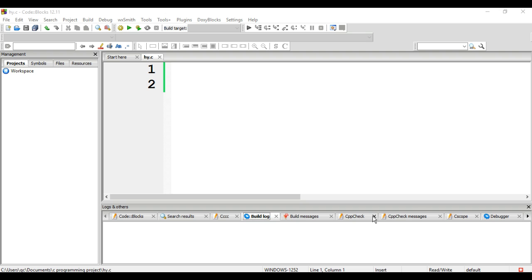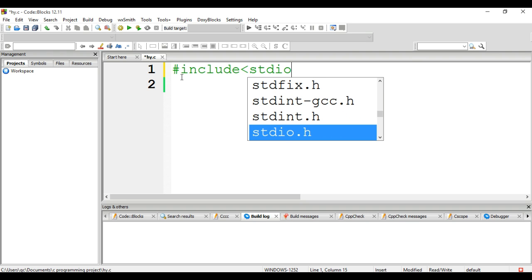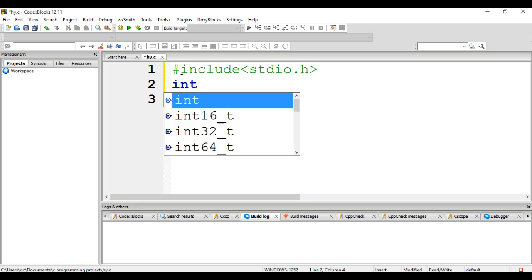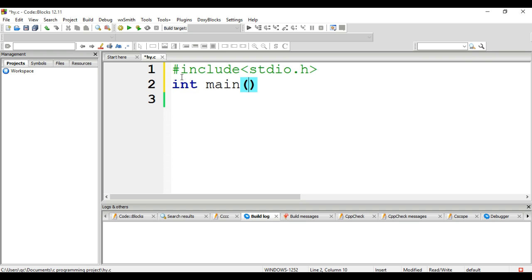I started writing the code: #include <stdio.h> and int main. The header file is being written over here. Now I've started the program. Two curly brackets are opened over here, and three integer variables named sp, cp, and amount are declared.